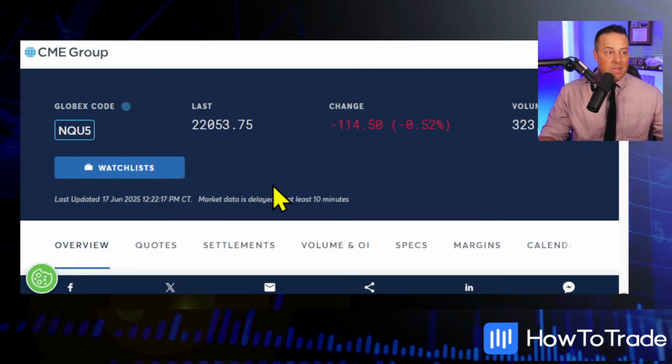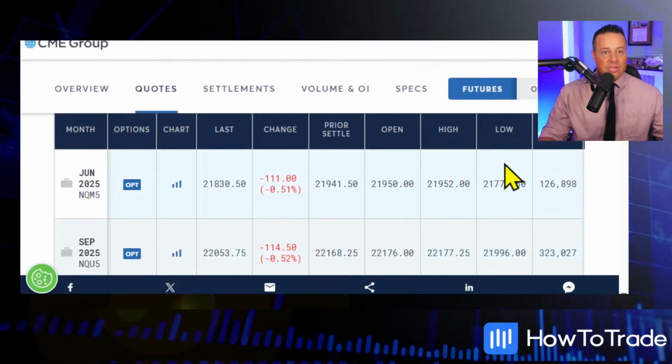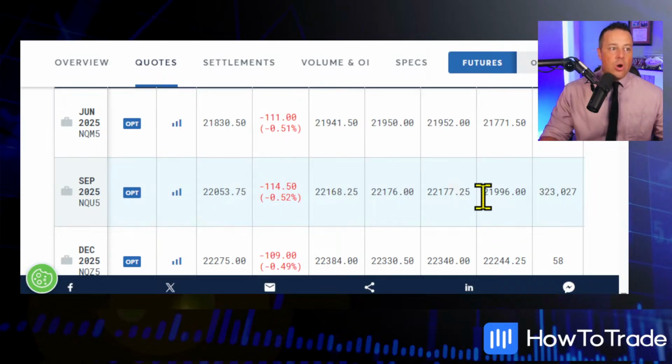So right here, if you do take a look at this, we're going to go quotes, E-mini NASDAQ futures. This is how you tell rollover immediately. Okay, we've already rolled over to SEPI. So we're trading SEPI. That's a quarterly contract. So if we're going to trade NQ in NASDAQ futures, you're going to want to go with the NQ. That's September contract. So I'm going to go ahead and do that right now.